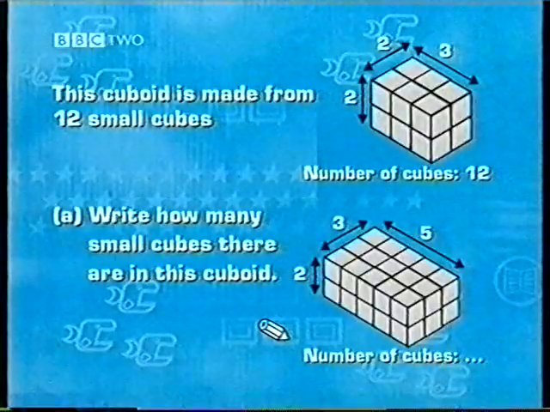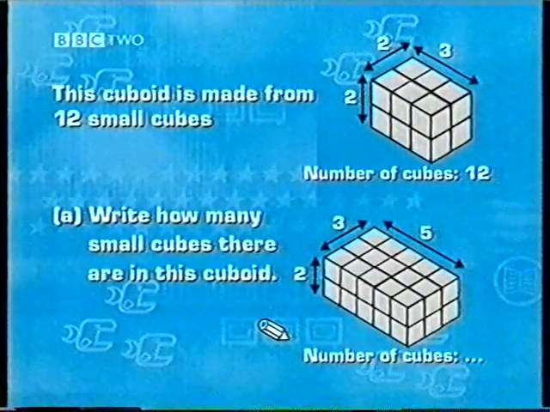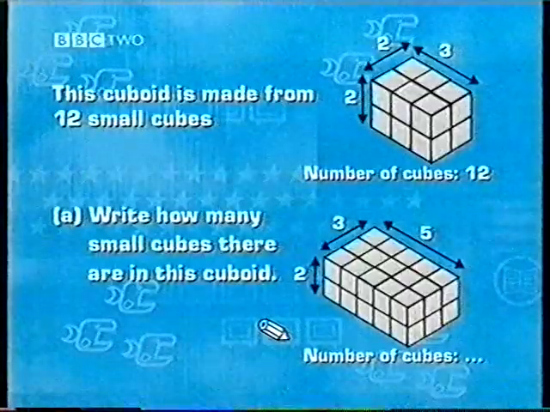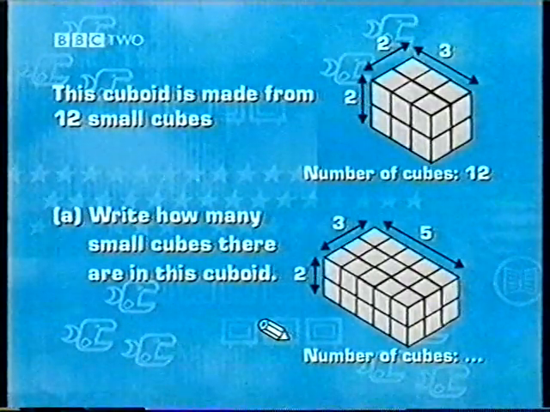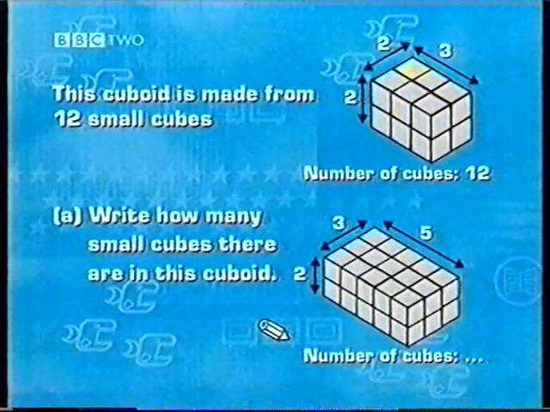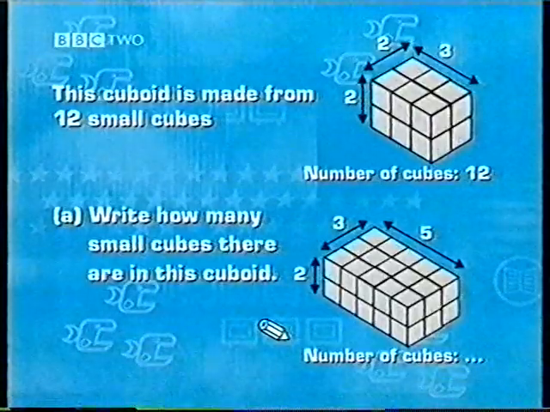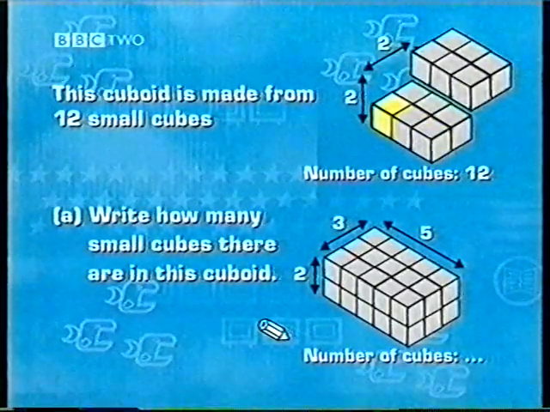So how did you get on there? Well, let's take the answers each part at a time. First of all, look at the first cuboid. You are told this cuboid is made from 12 small cubes. You can tell that because you can see 1, 2, 3, 4, 5, 6 cubes on the top, and then there are clearly 6 cubes on the bottom too, making 12 cubes altogether.